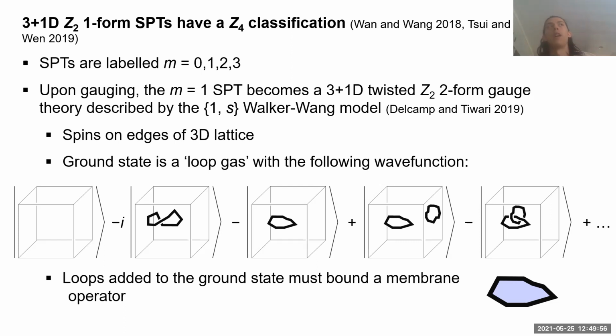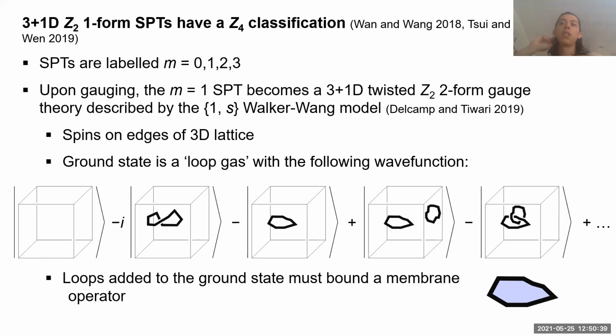And basically, the key fact which enables us to do this calculation in the first place is that when the M equals 1 SPT is gauged, when the one-form symmetry is gauged, we obtain a particular 3+1d twisted Z2 two-form gauge theory. And this gauge theory is actually precisely described by the Walker-Wang model based on the chiral semion or 1s anion theory.